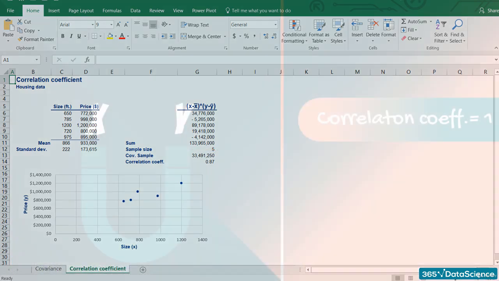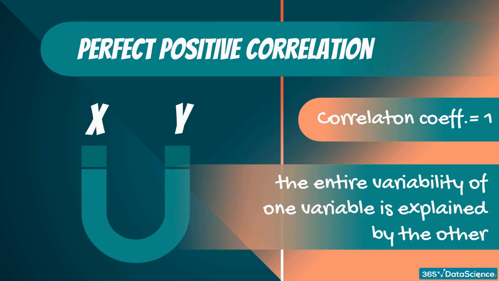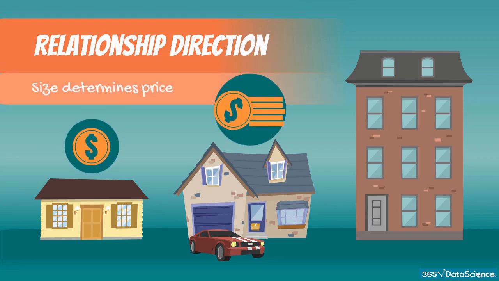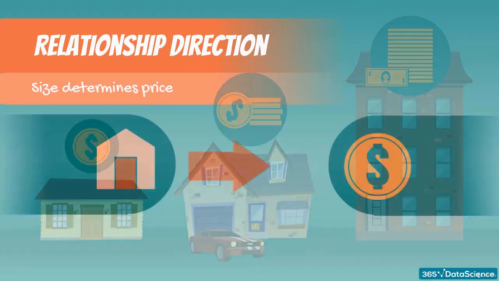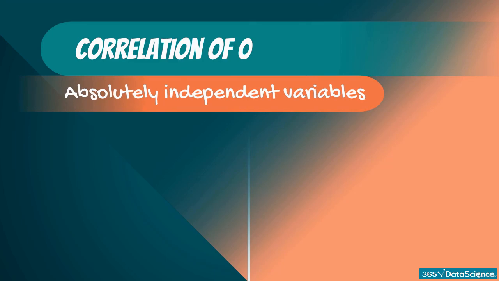A correlation of 1, also known as perfect positive correlation, means that the entire variability of one variable is explained by the other variable. However, logically, we know that size determines the price. On average, the bigger house you build, the more expensive it will be. This relationship goes only this way. Once a house is built, if for some reason it becomes more expensive, its size doesn't increase, although there is a positive correlation.